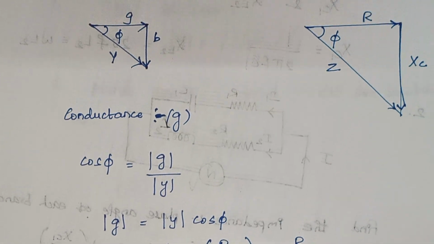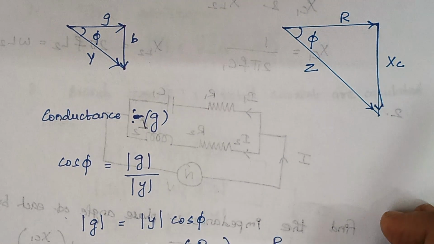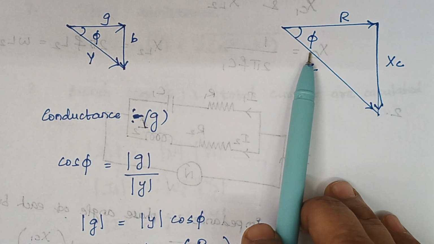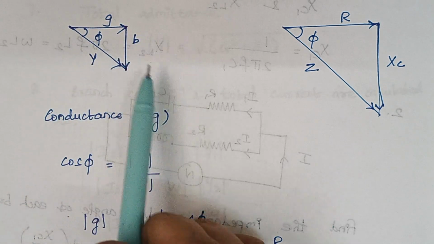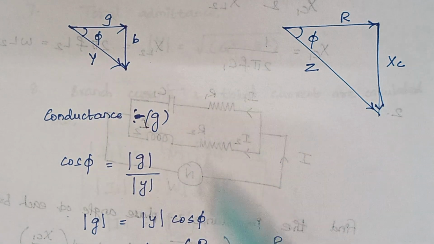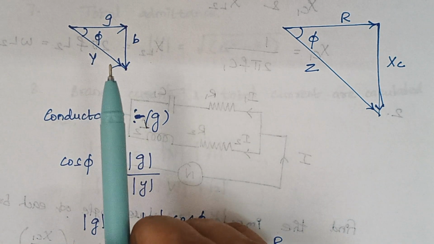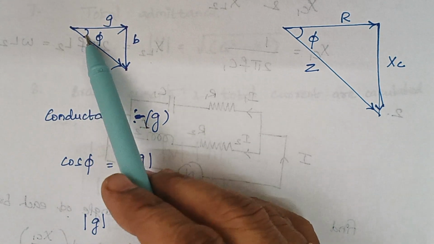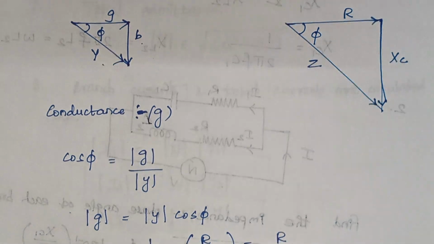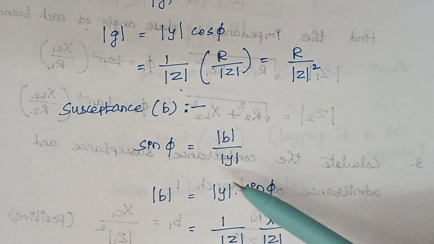Next we are proceeding with the susceptance. So for calculating susceptance, we are considering an RC circuit. You see this is your R, right, and this is your XC and here the summation gives the impedance Z and this is your phi. And here similarly this is your G, this is your B and this is your Y and this is your phi, right. So susceptance is given by the expression sin phi. So sin phi is nothing but opposite side by hypotenuse. So what is the opposite side? B is the opposite side and Y is the hypotenuse, right. So just write it down. Sin phi is equal to B by Y and B is nothing but Y into sin phi.